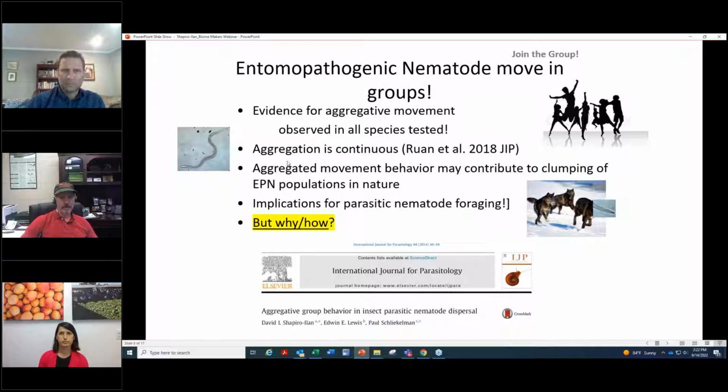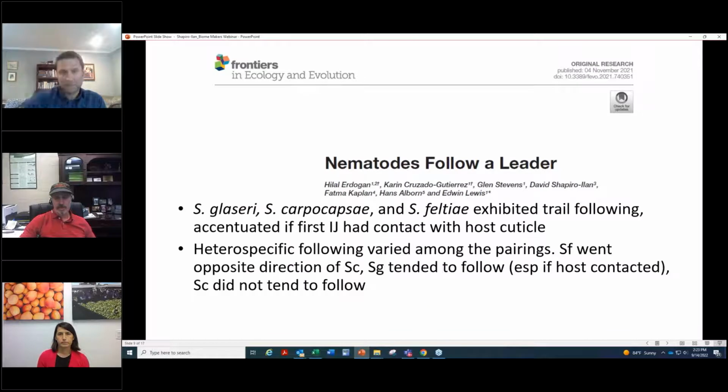They move continuously through the soil. We think kind of like a pack of wolves, and maybe there's this alpha nematode leading the pack. But again, we didn't know why they're moving together and how they're moving together. And this was published in the International Journal of Parasitology, led to other studies and a joint USDA grant that we got with Fatma and other partners. And with that, we've more recently found that the nematodes follow a leader. They do trail following. So if you put one nematode, say, on an agar dish, and then remove it, other nematodes will follow it. So they have this following behavior.